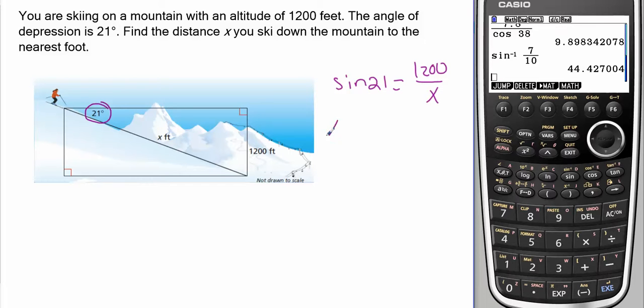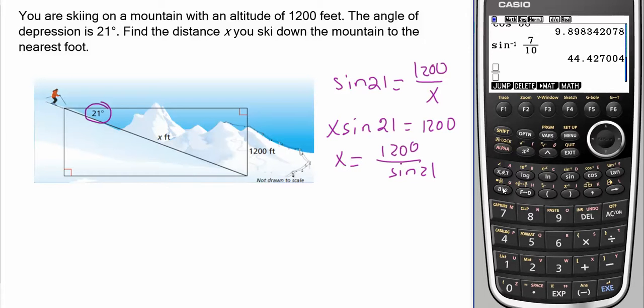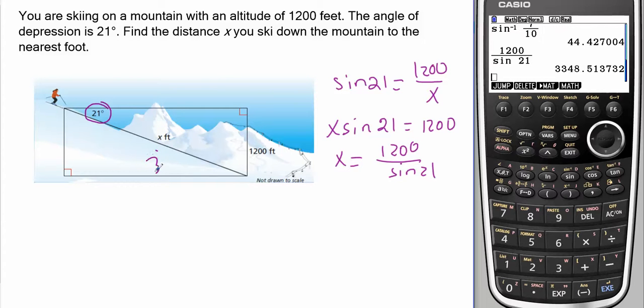So I'm going to do my algebra. x sine 21 is equal to 1,200. And then I'm going to get my variable isolated over sine 21. That's my exact. So if I say find the exact value, that's where you stop. If I say the approximate length, round to whatever. And on this, we'll probably round to the nearest foot. Sine 21. And we have x equal to about 3348.5. And if I said round to the nearest foot, it'd be 3349.